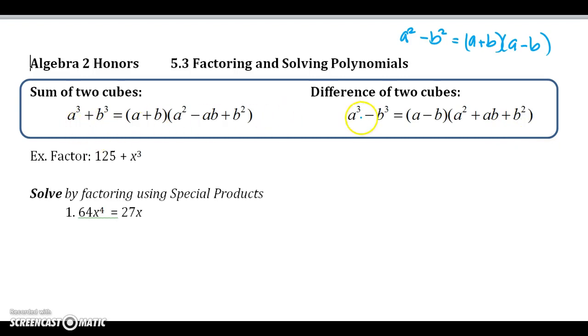What's the difference between the plus and the minus? Well, the sign should always alternate for the middle term of your trinomial. So it should go plus, minus. And for this one, if this is minus, this one has to be plus. That's the only thing that changes.